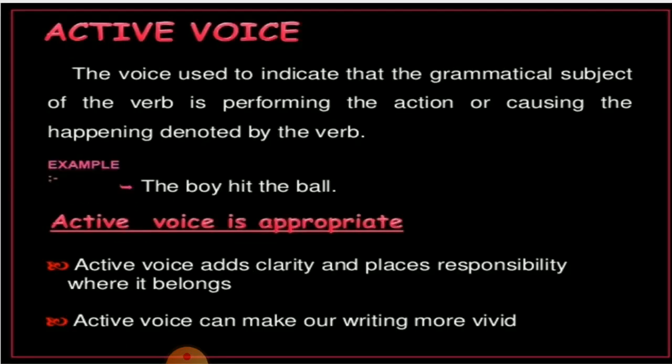Now let's see what is an active voice. The voice used to indicate that the grammatical subject of the verb is performing the action or causing the happening denoted by the verb. Example, the boy hit the ball means the doer of the action is given as your subject. So that will be called as your active voice. Active voice adds clarity and places responsibility where it belongs. Active voice can make our writing more vivid.